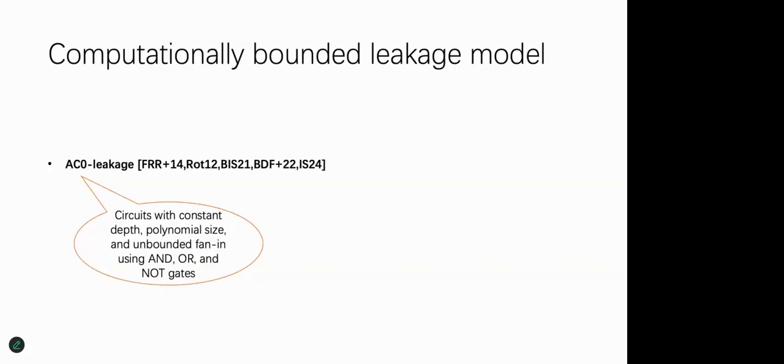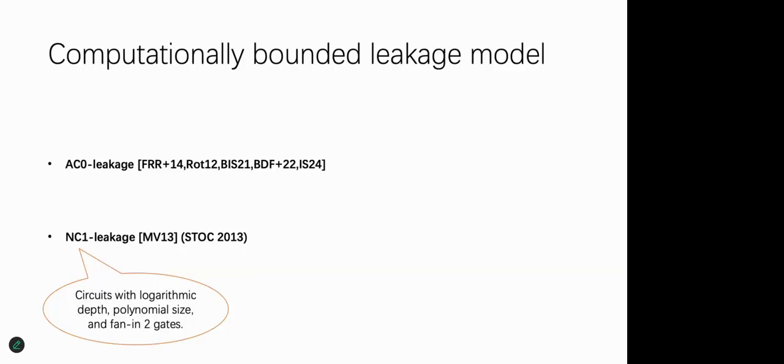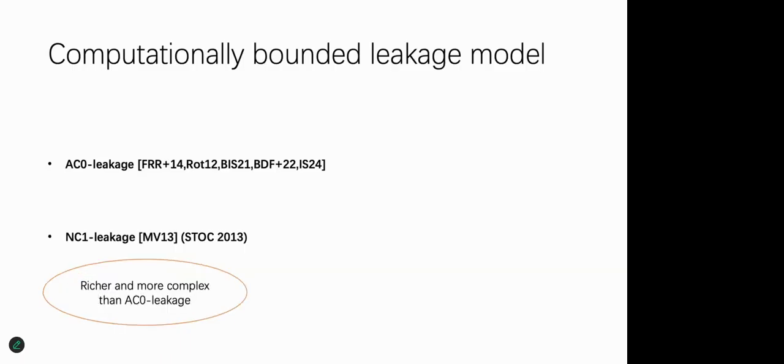In this model, most existing works consider the AC0 leakage, where the leakage functions are circuits with constant depth. On the other hand, Miles and Wheeler consider leakage functions in NC1, which have logarithmic depth. This class is richer and more complex than AC0 leakage.